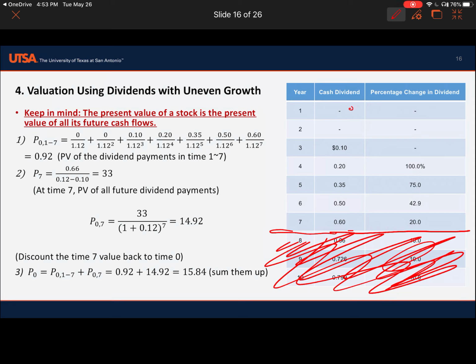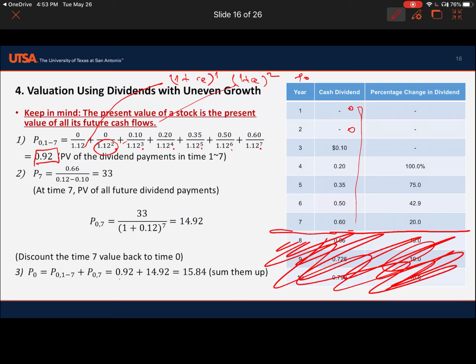So just find the present value of time 1, time 2. For time 1, the dividend over 1 plus return on equity to the power of 1, and for time 2, 1 plus return on equity to the power of 2, and so on for time 3, time 4, time 5, time 6, time 7. So we find the present value of the cash flows for the different years. What is the present value of these dividend payments? It is 92 cents.